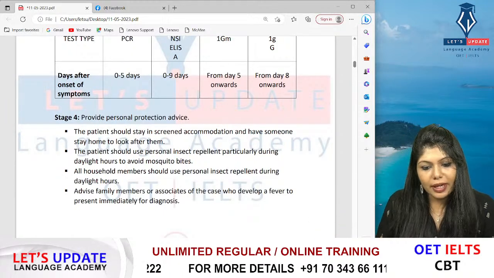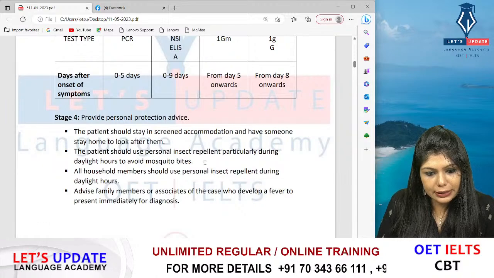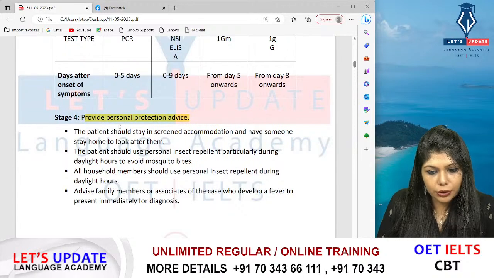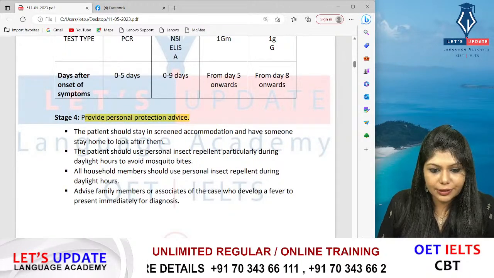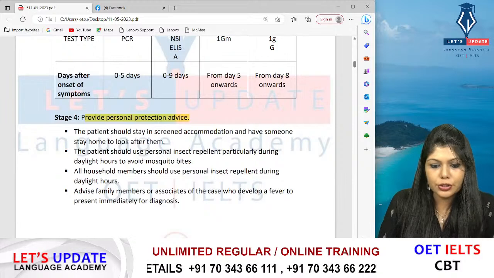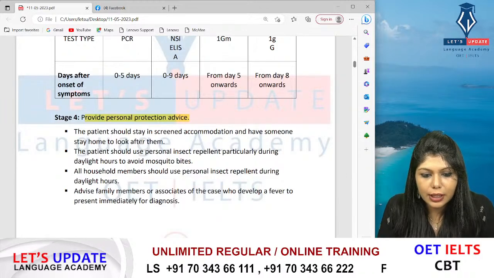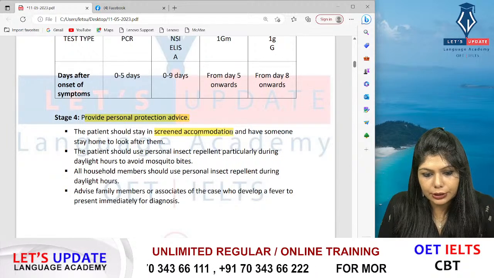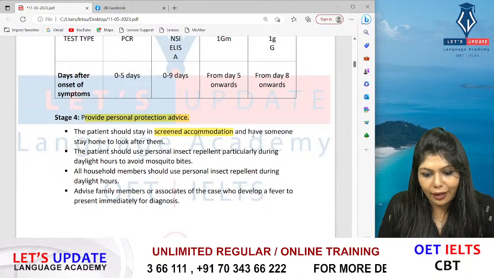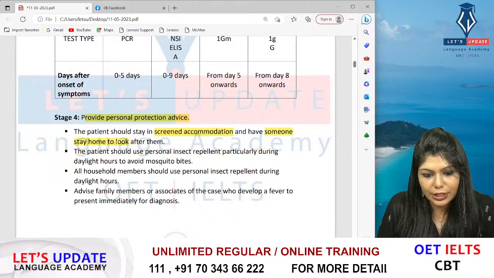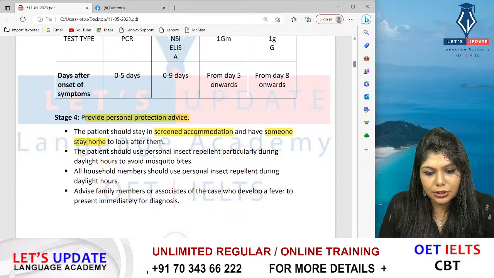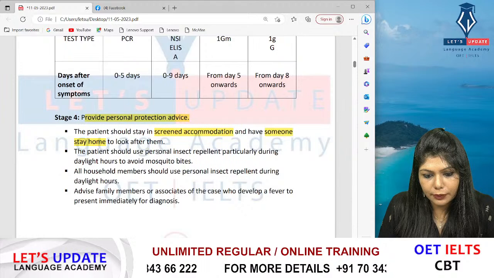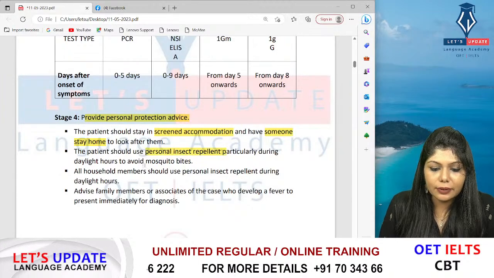Okay, provide personal protection advice, that is mentioned over here. Highlight that information also, and then you have a set of points, just go through them. Also, the patient should stay in screened accommodation and have someone stay home to look after them. Okay. So screened accommodation, and someone to stay home to look after them, and then the patient should use personal insect repellent, particularly during daylight hours, to avoid mosquito bites.